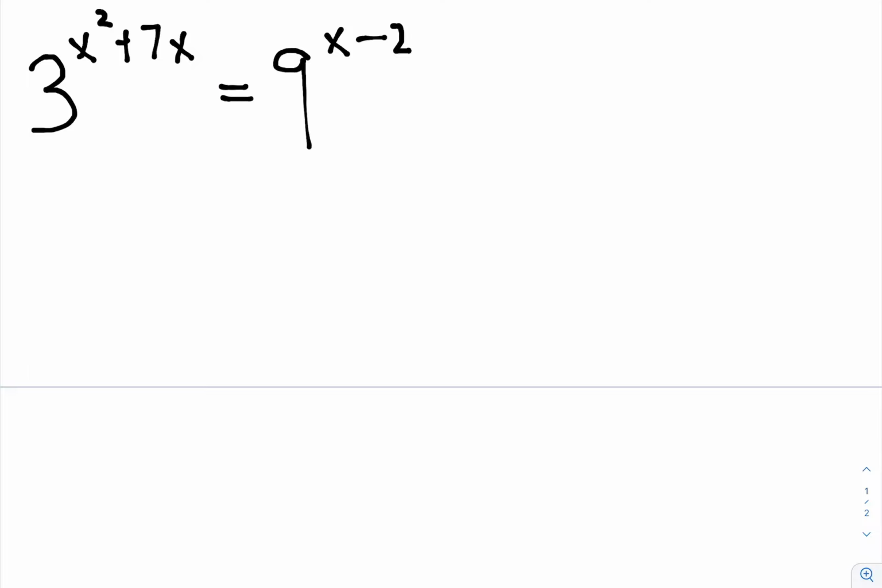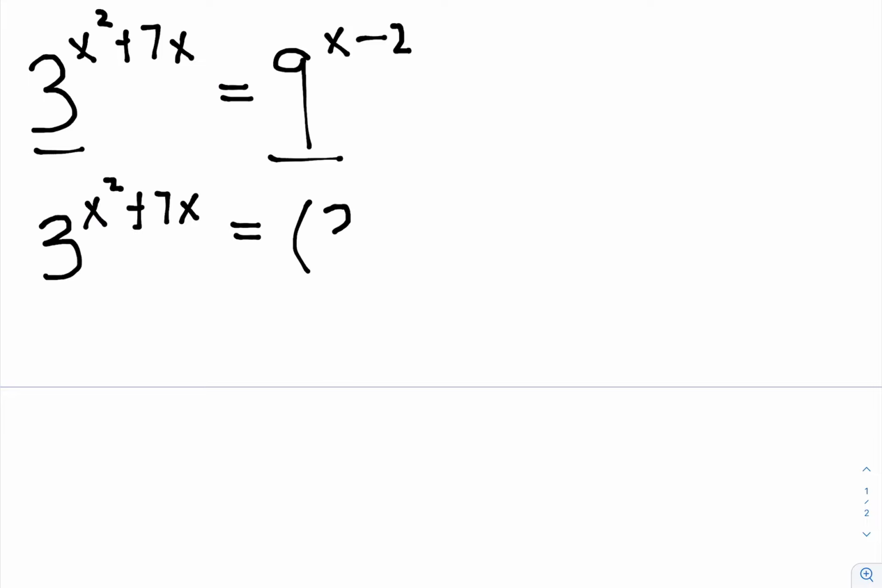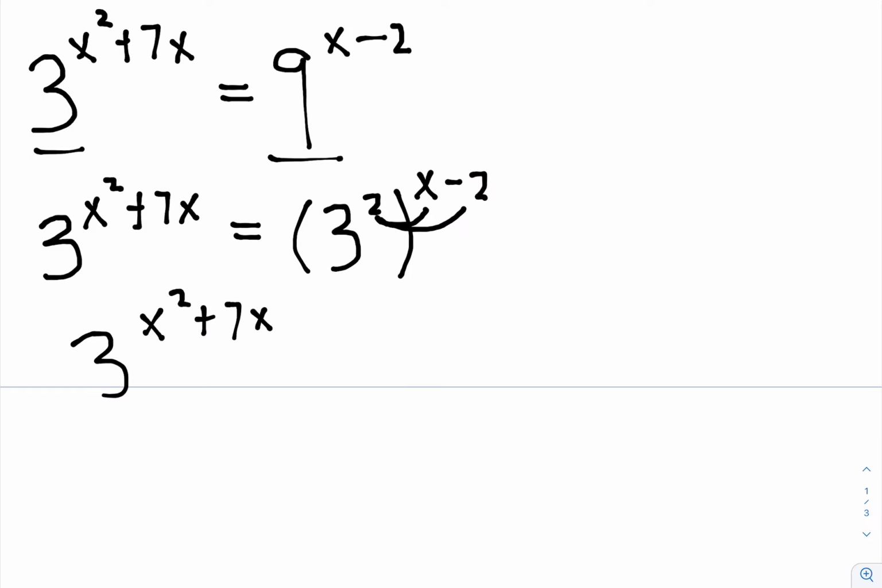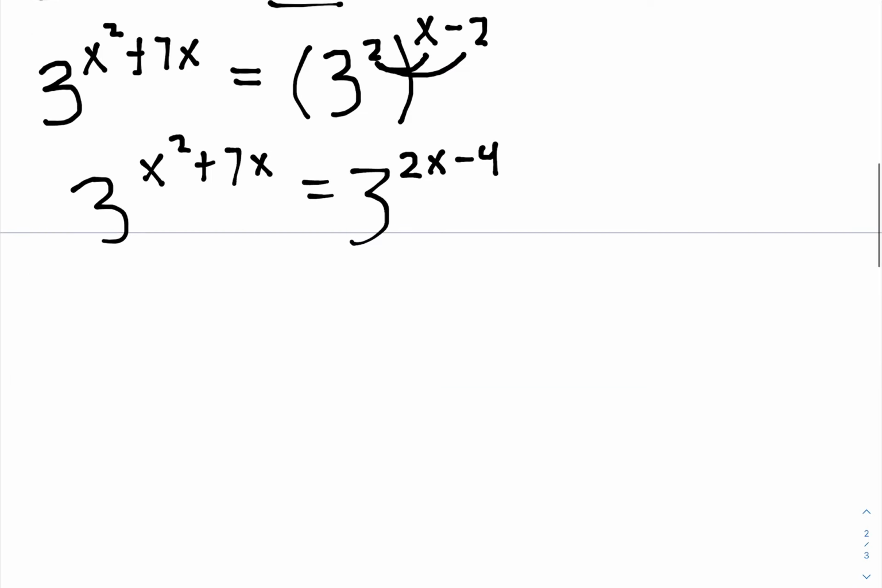So I see that 3 is the square root of 9. So I'm going to make the bases the same on both sides. So the smaller number always stays the same, right? So it's 3 to the power of x squared plus 7x. That's going to equal, well, instead of 9, I'm going to write 3 squared, okay, to the power of x minus 2. So this 2, like in the last question, is going to distribute. And we're going to get 3 to the power of x squared plus 7x equals 3 to the power of 2x minus 4. So that's just that 2 multiplying to both those numbers there.